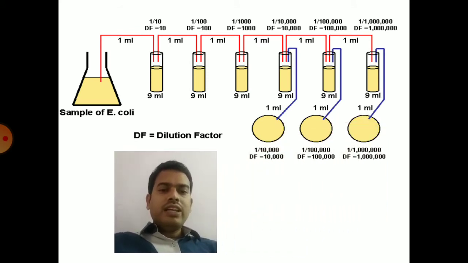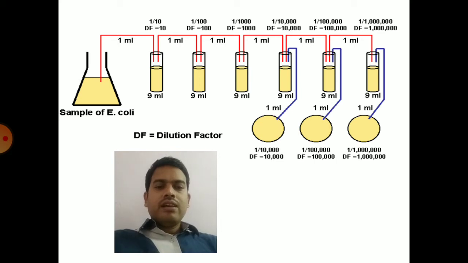So, we can isolate bacteria from water, soil, as well as air. Bacterial species are ubiquitous in nature, they are present everywhere. So, we can isolate these bacterial species from different sources like soil, water, and air.